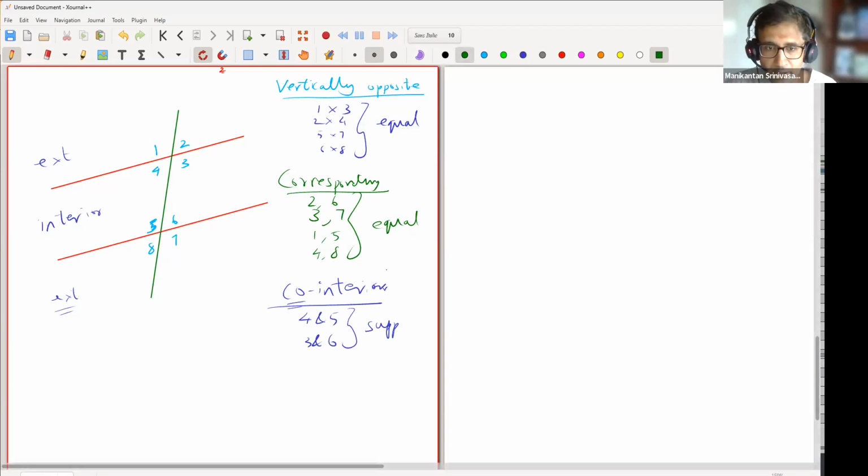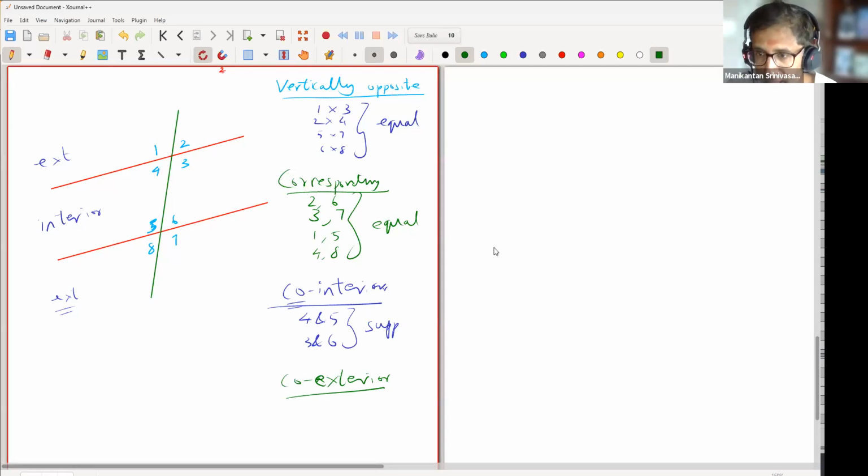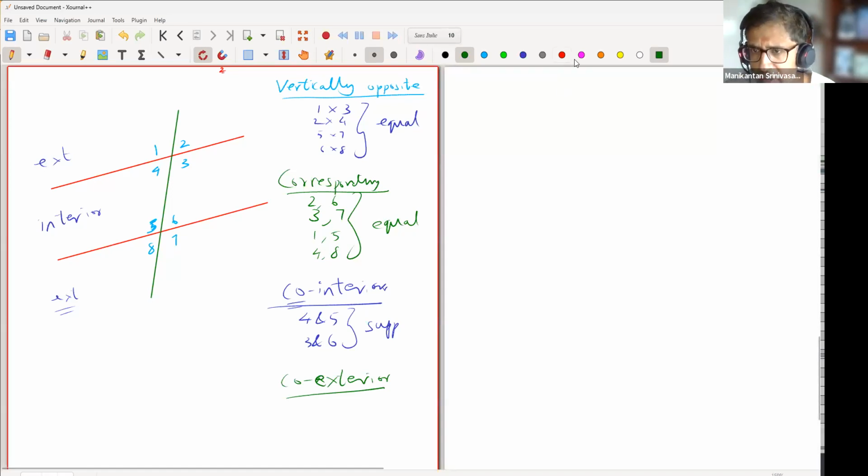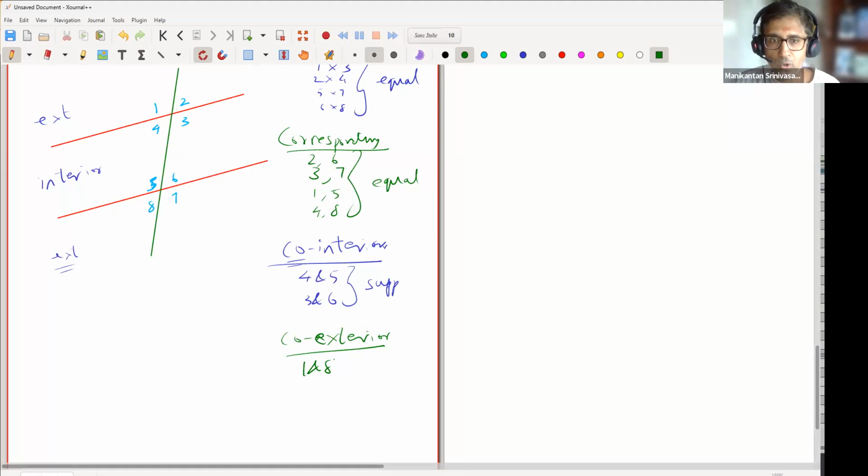Okay. And the next would be co-exterior. Okay, Rachit. Oh no, Rachit, you already answered. I'll give it to someone else. Snigdha, co-exterior would be? Co-exterior would be 1 and 8 or 2 and 7. Right? Yeah, exactly the same logic. Co, same side, exterior. They have to be exterior and on the same side of the green transversal. So these are also supplementary. Now, what else is missing?